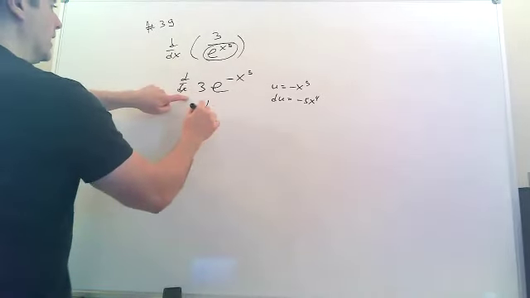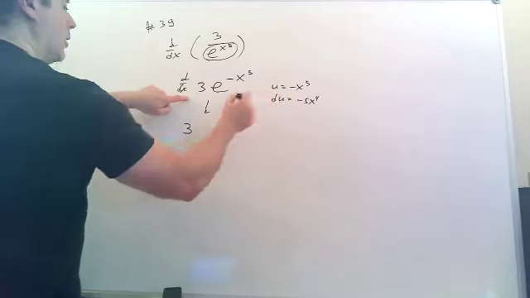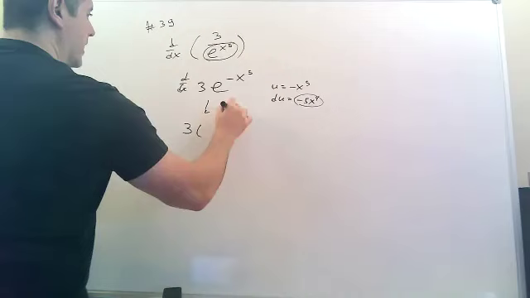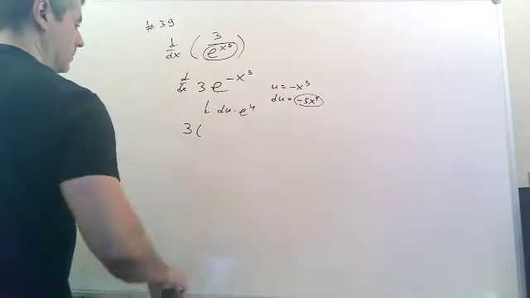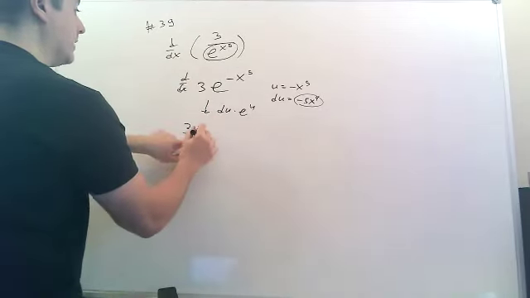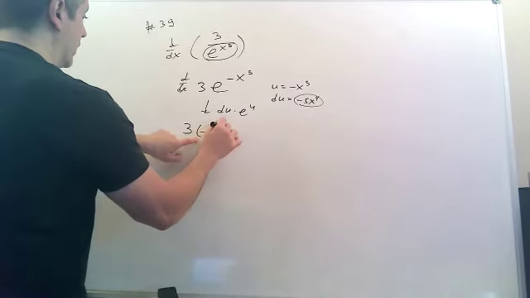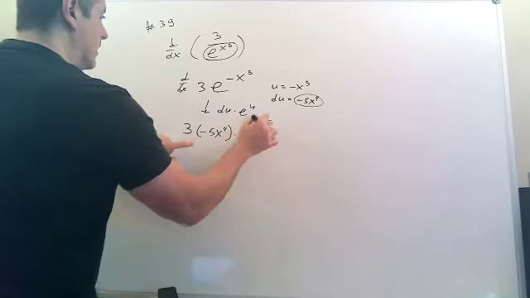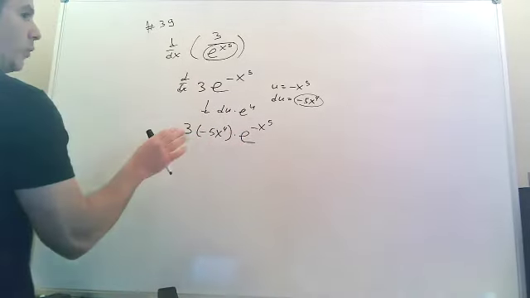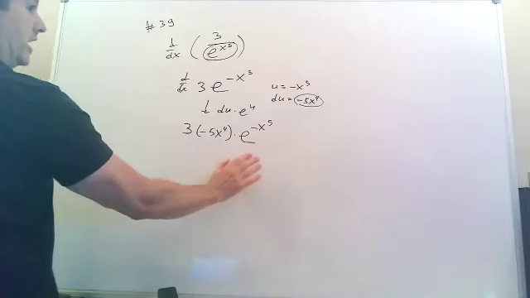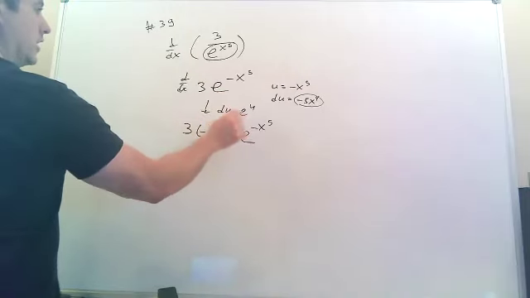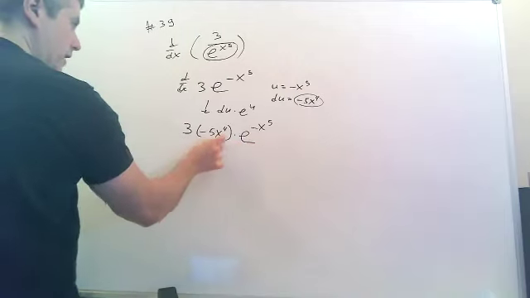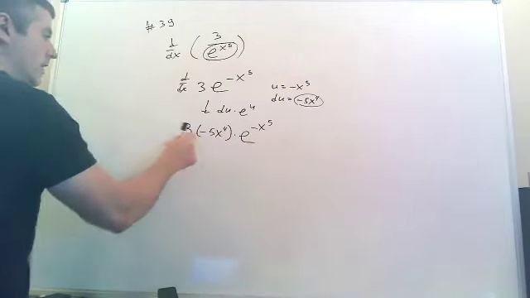I already have a 3. I'm going to put the du in the front. This is where it goes. And then e^u. That doesn't change. The cool thing about e is no matter what you do with its derivative, it's always in it. The derivative of e^u always has e^u. So you always get what you started with, and then the derivative of that power goes in the front. And then just multiply it.